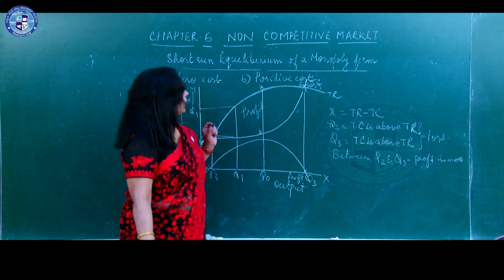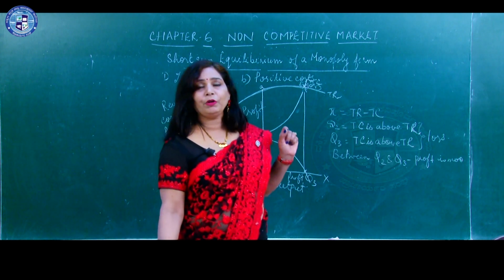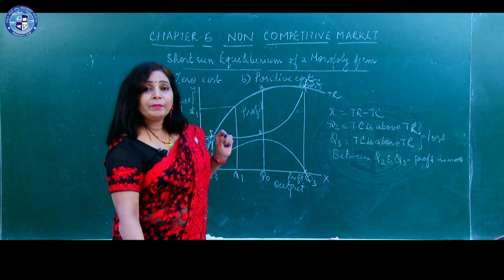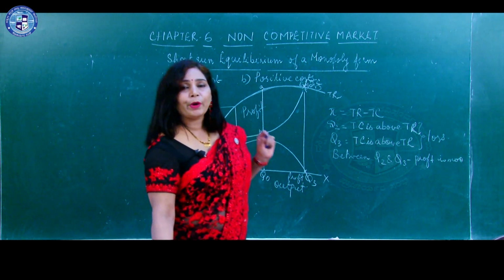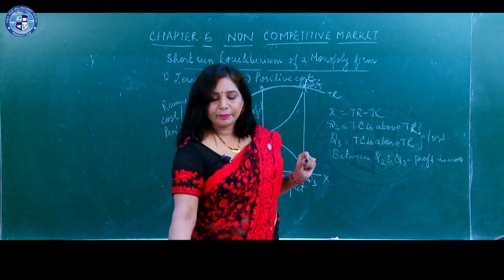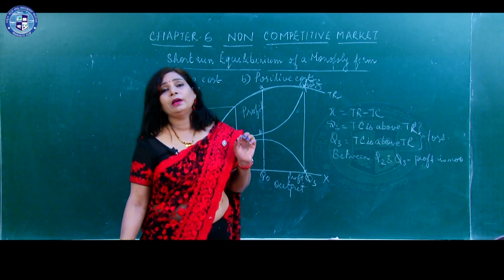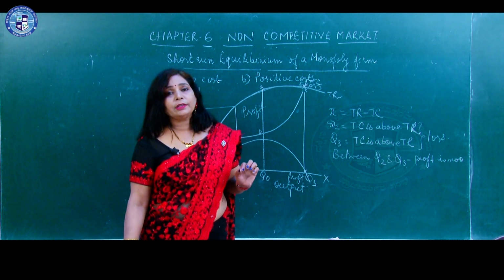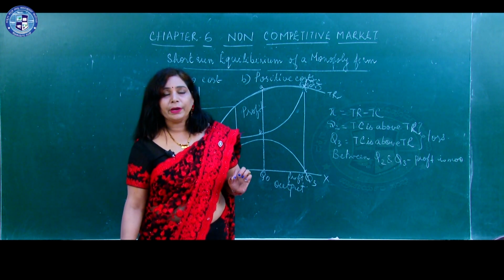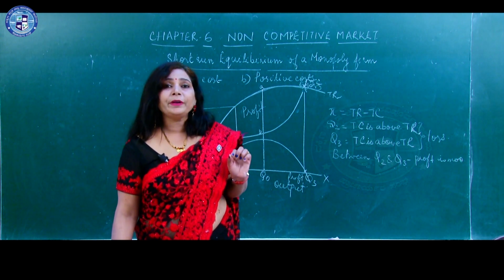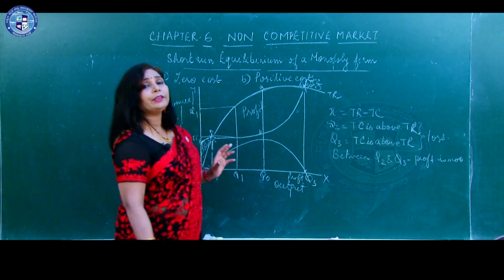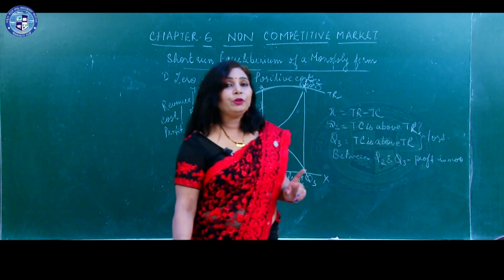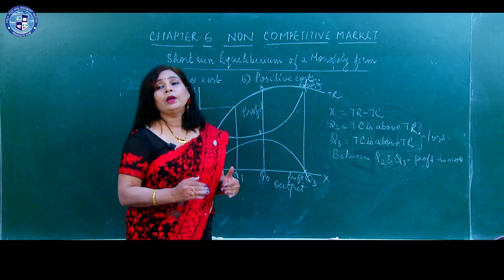Now, which is the equilibrium output? We have to find out which is the point where the firm gets the equilibrium. The firm will get the equilibrium only at a point when the profit is maximum. Remember, when we are speaking about the profit of a firm in the short run, the firm is in equilibrium when the profit is maximum. So, at what point is the profit maximum?